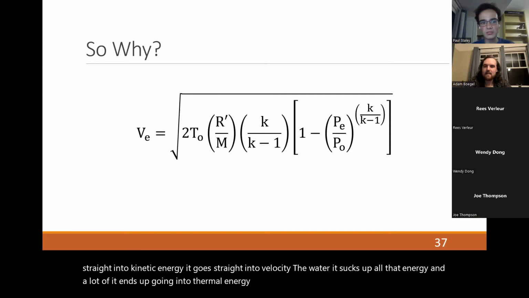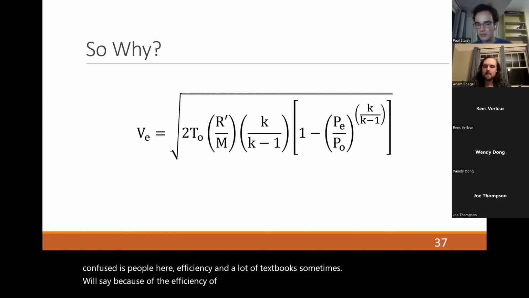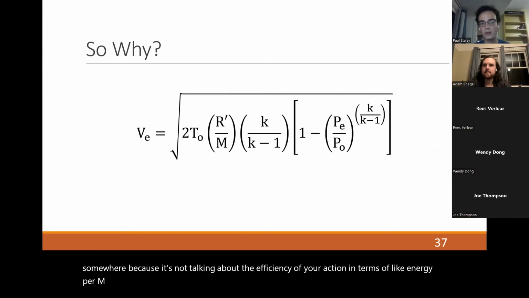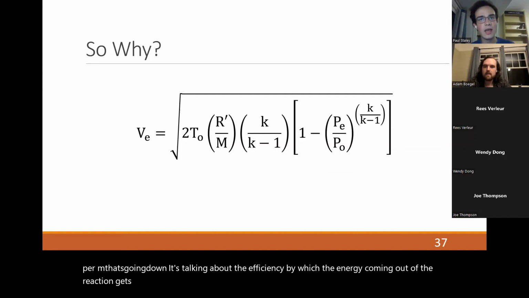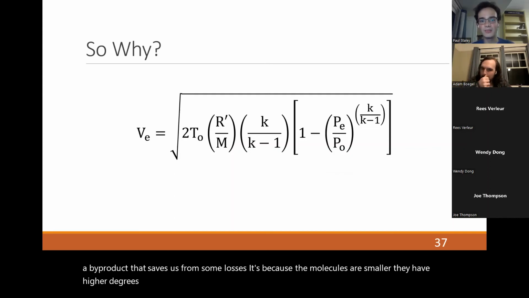The way I think this ends up getting confused is people hear efficiency, and a lot of textbooks sometimes will say, oh, because of the efficiency of the reaction. Something's gotten lost in translation somewhere, because it's not talking about the efficiency of the reaction in terms of energy per m dot. That's going down. It's talking about the efficiency by which the energy coming out of the reaction gets transferred into kinetic energy. And it's not because the products are lighter. That's a byproduct that saves us from some losses. It's because the molecules are smaller, they have fewer degrees of freedom, and I think that's really cool.